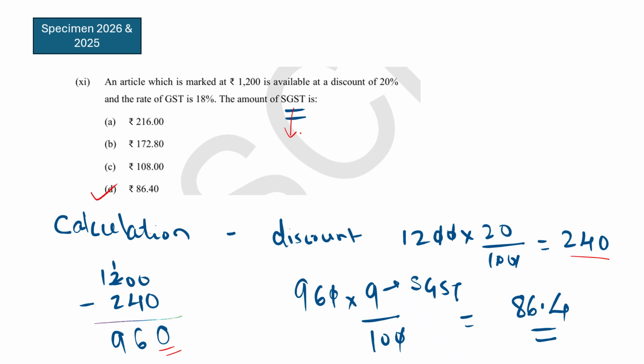First calculate the discounted amount, calculate the selling price after discount, and then you have to apply 50% of your GST, that is 9%.